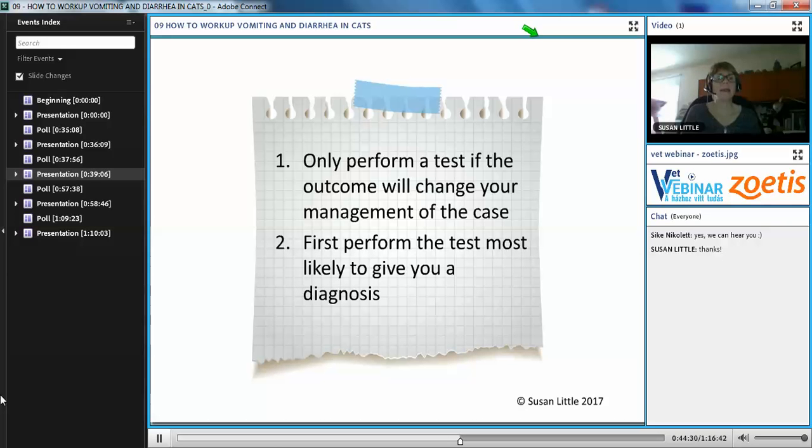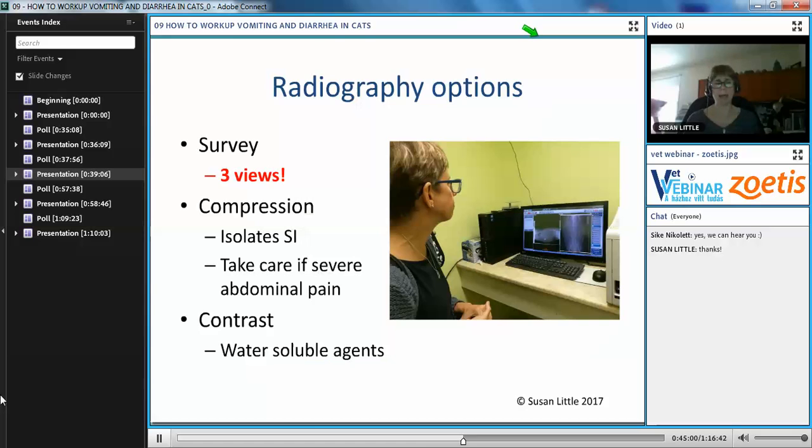And the other rule I would say is, when you have a group of tests that you could choose from, the one you pick first is the one that's most likely to give you a diagnosis. So there might be 3 or 4 different things we could do, but we want to prioritize them and at least make an educated guess at which one is most likely to give us a diagnosis and do that one first. So I always try to keep those rules in mind. I don't want to waste the owner's time or the owner's money, and I want to try to be as focused as I can in my diagnostics.